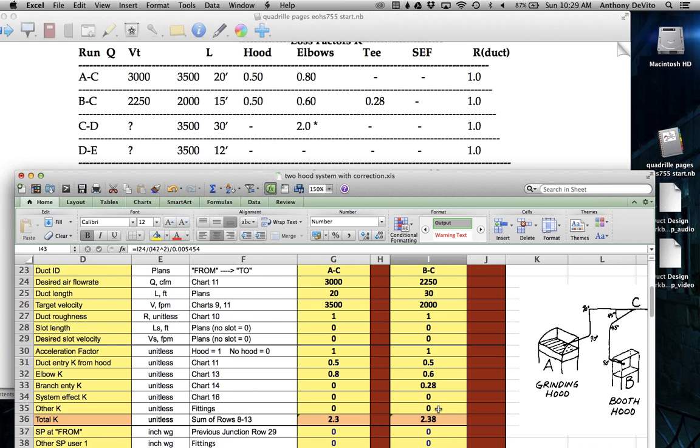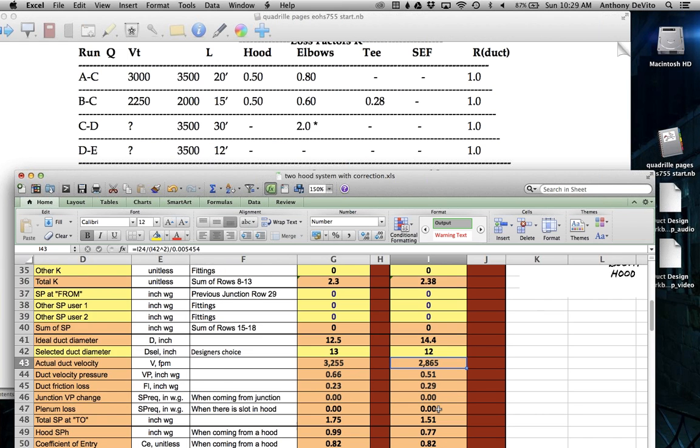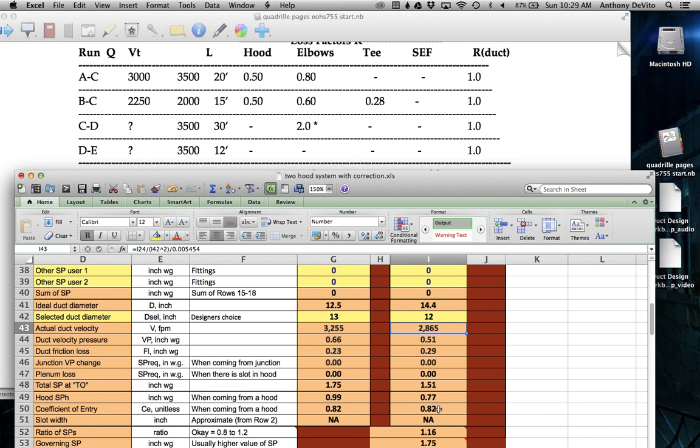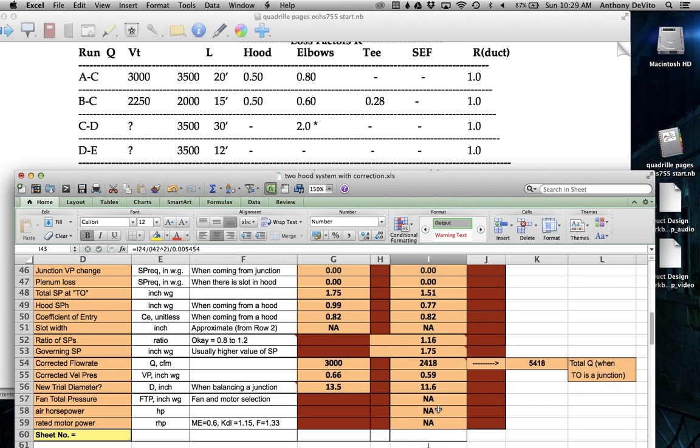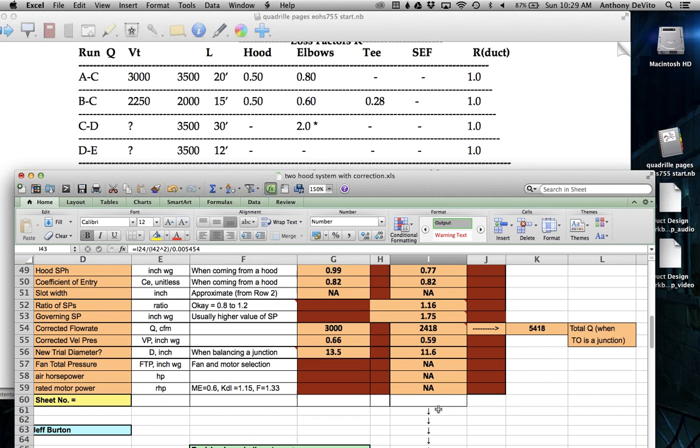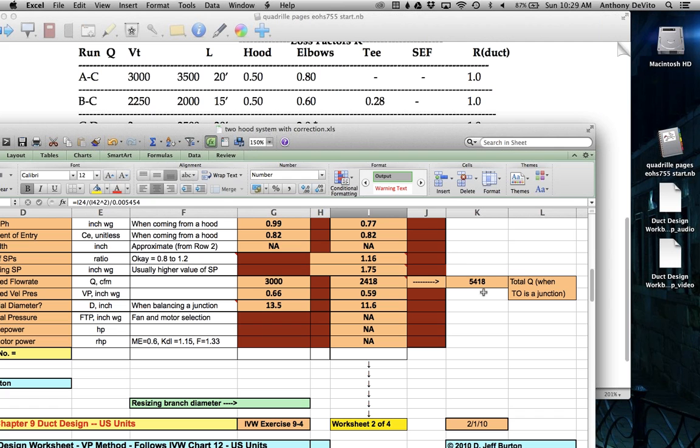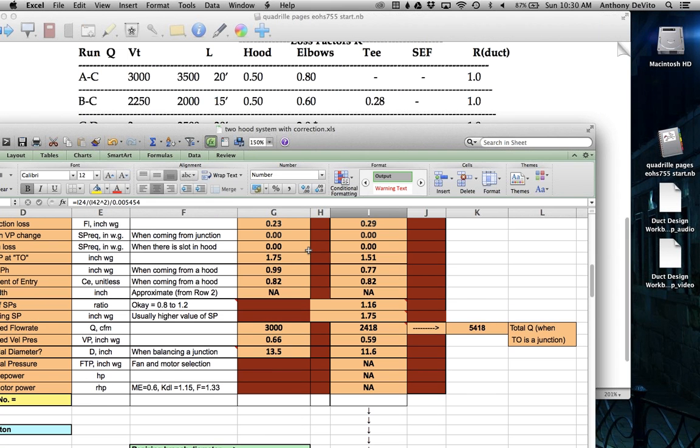One of the big advantages of using Excel, or spreadsheet programs on computers, right from the start was the ability to do what-if. What if I change the duct diameter here? And then have all the things recalculate on their own. Okay, so now our corrected total flow rate, up to and through point C, is 5,418 cubic feet per minute. Our governing static pressure is 1.75 inches.